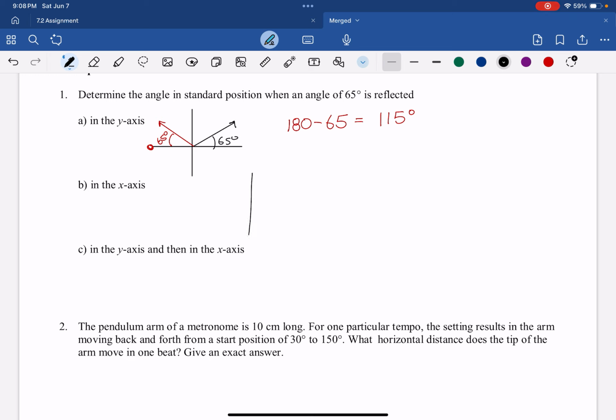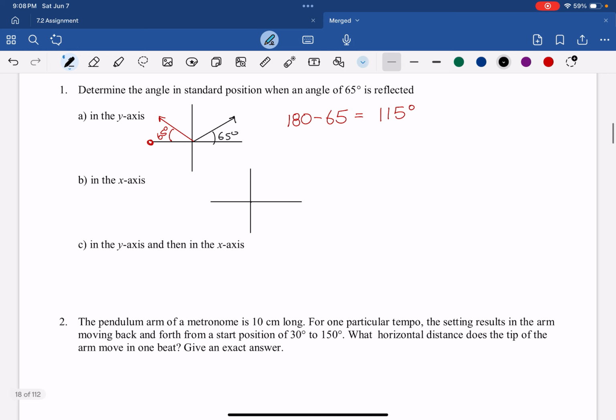Okay, so that would be the angle reflected over the y. If I want the angle if it was reflected over the x-axis, so same angle here, that's 65 degrees, but I reflect it over the x. Okay, so the reference here would be 65. If I want to figure out what that angle is, I'm starting from the x-axis. My reference angle is always in reference to the x. This would be at 360 degrees, so I'm going to go 360 minus 65, and I'll get 295 degrees.